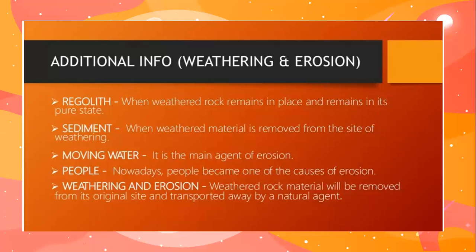Weathering and erosion. Weathered rock material would be removed from its original site and transported away by a natural agent. An example of a natural agent is moving water. So that is how weathering and erosion are interconnected or interrelated to each other.